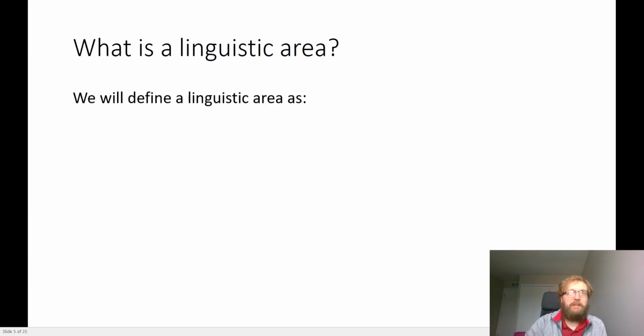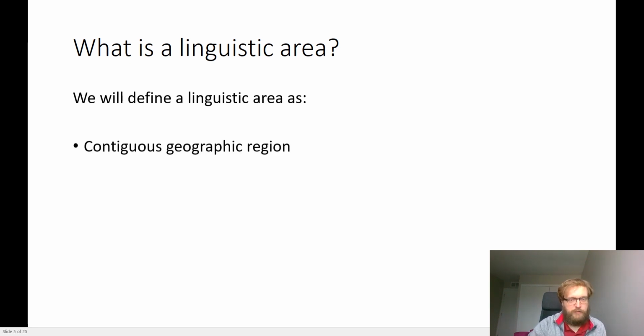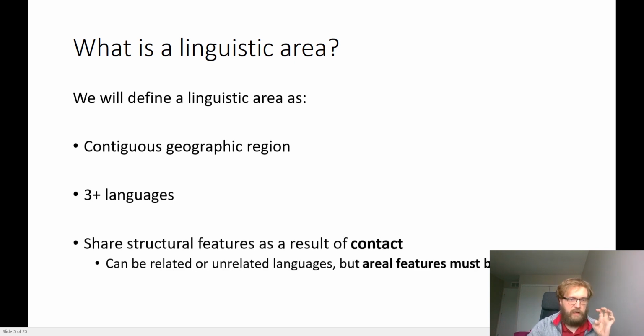areas. We will define a linguistic area, kind of following her work, as a contiguous geographic region involving 3 or more languages that have to share structural features as a result of contact, as a result of borrowing, as a result of diffusion. Those languages could be related, they could be unrelated, but whatever features we're talking about as the areal features, the structural features that are shared, have to be because of contact.